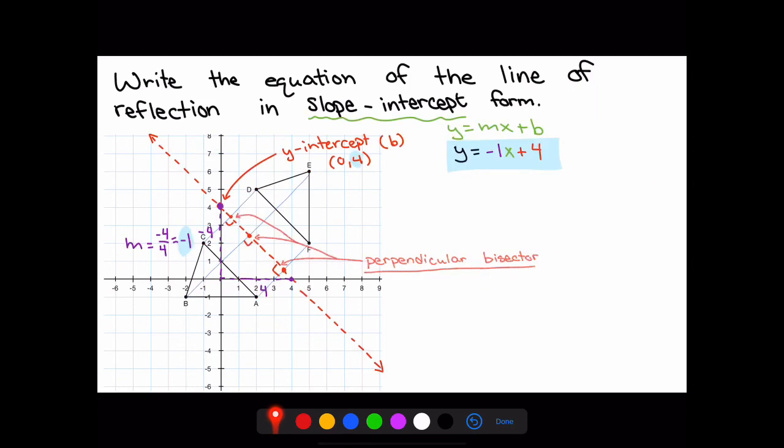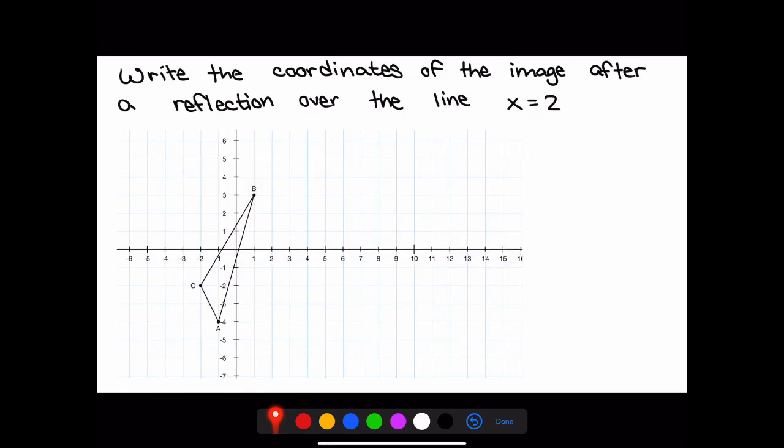Here it is in another color. Again, these segments are being bisected by our line of reflection, and then this is more color coordinated in terms of the answer even. All right, next up, write the coordinates of the image after reflection over the line x equals 2. So the line x equals 2 is right here, this blue line.